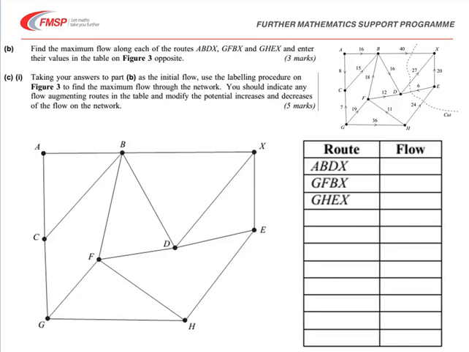The next part of the question just asks for the maximum flow along each of three routes. So A, B, D, X. Looking at the top diagram, we can see that AB is 16, and then BD is 16, and then DX is 27. So the maximum along that route is given by the smallest of those values, which of course is equal to 16.